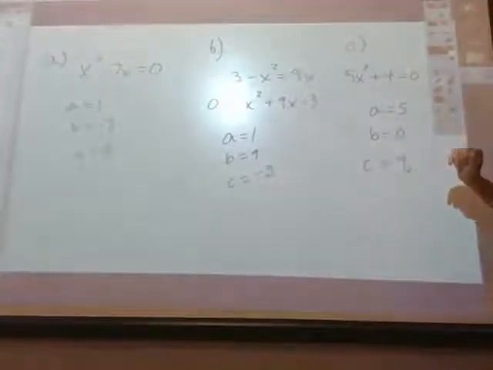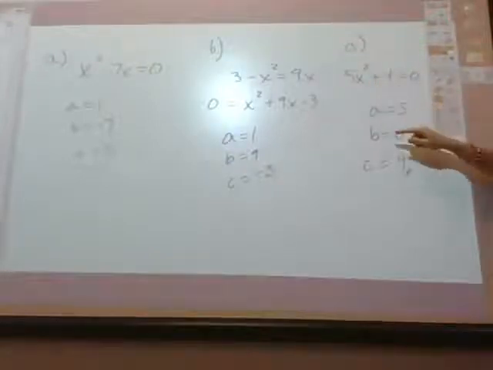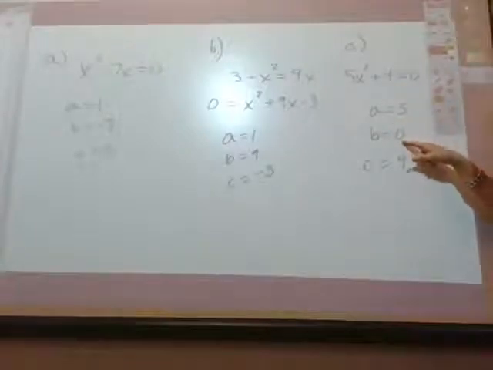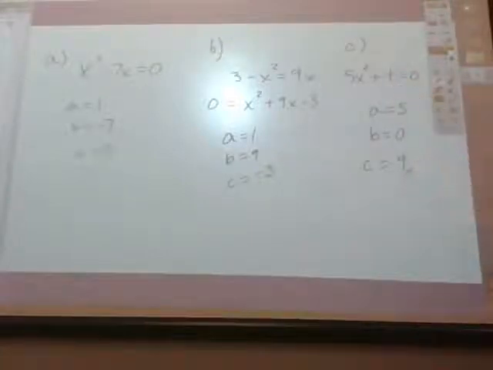All right, and then for example C, I had to add 4. So my A is 5, my B is 0. There is no x term, right? So it's like saying 0x. And then my C is 4.